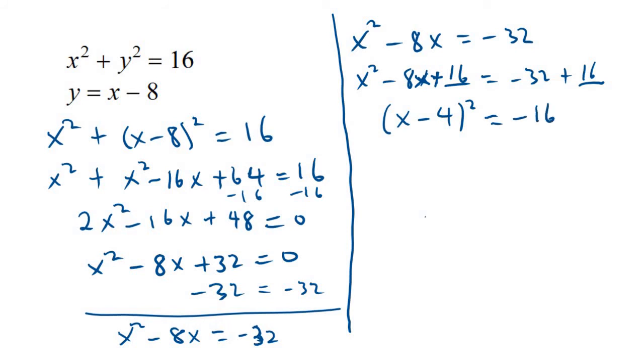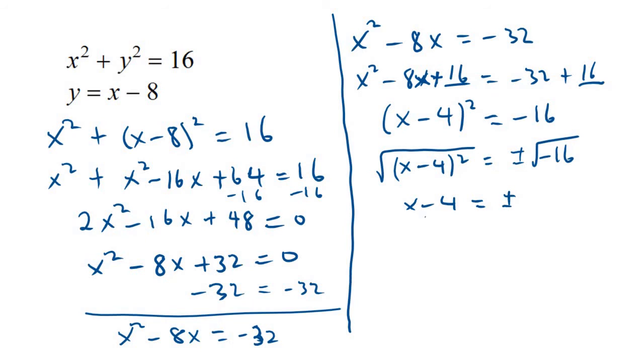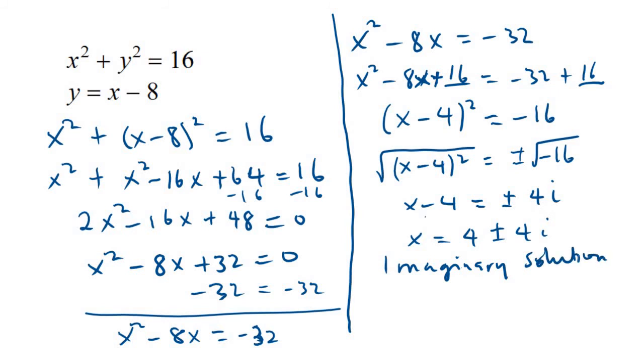Now we're going to take the square root of both sides. So x minus 4 equals plus or minus the square root of negative 16. Now we know that the square root of a negative number is an imaginary number. So we're going to end up with x minus 4 equals plus or minus 4i, and so x equals 4 plus or minus 4i. This is an imaginary solution. Imaginary solution means that the line and the circle are not intersecting.